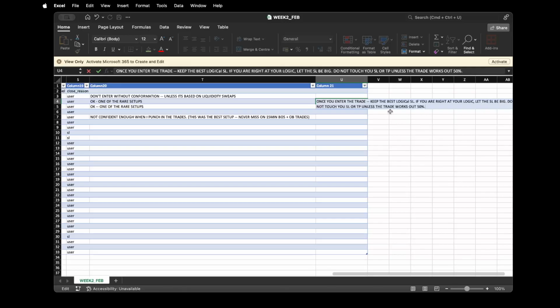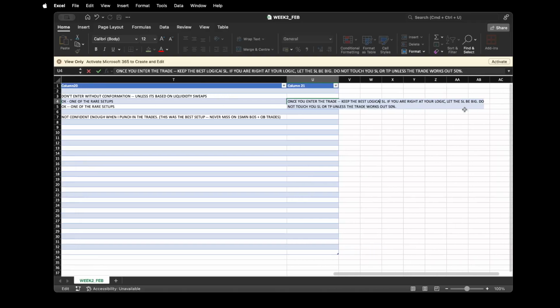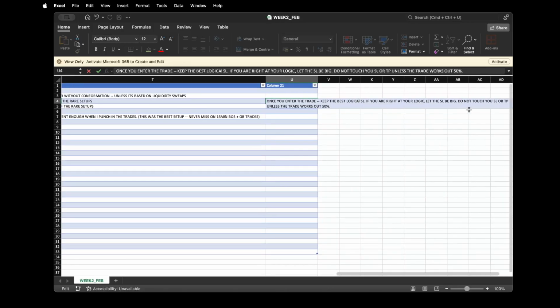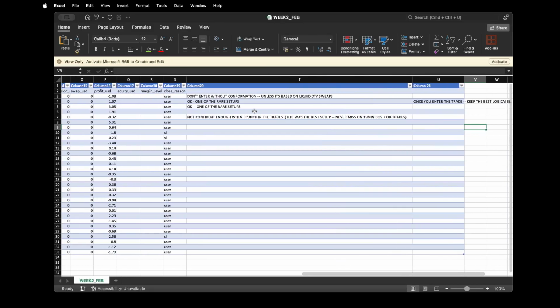Once you enter the trade, keep the best logical SL. If you are right at the logic, let the SL be big. Do not touch your SL or TP unless the trade works out 50%.